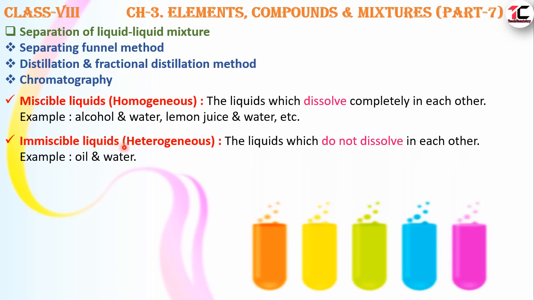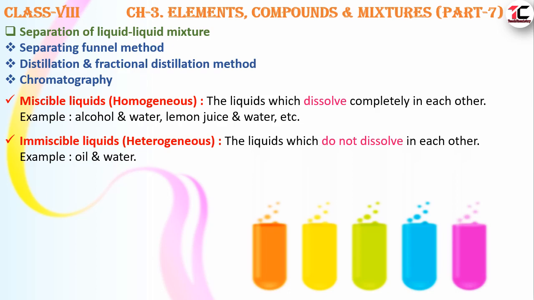What are immiscible liquids? The liquids which do not dissolve in each other are immiscible. As they don't dissolve in each other, they form a heterogeneous mixture. An example is oil and water. Any type of oil and water is an immiscible liquid.